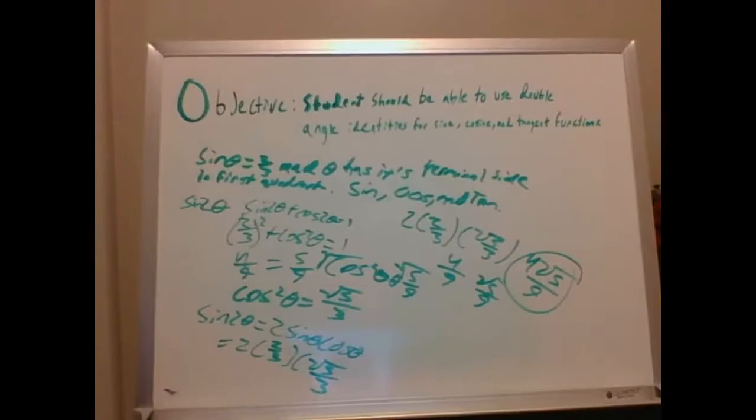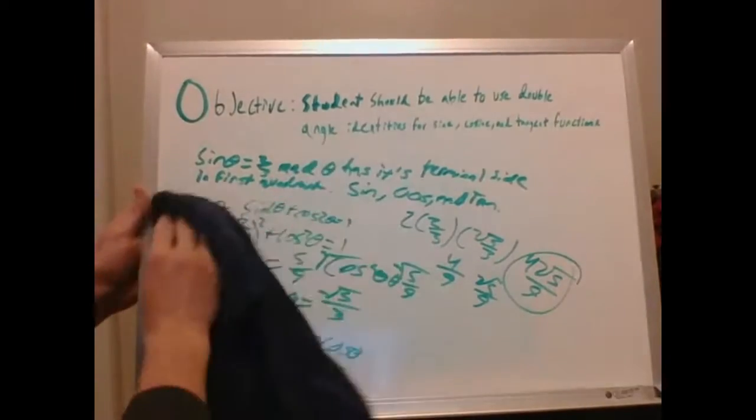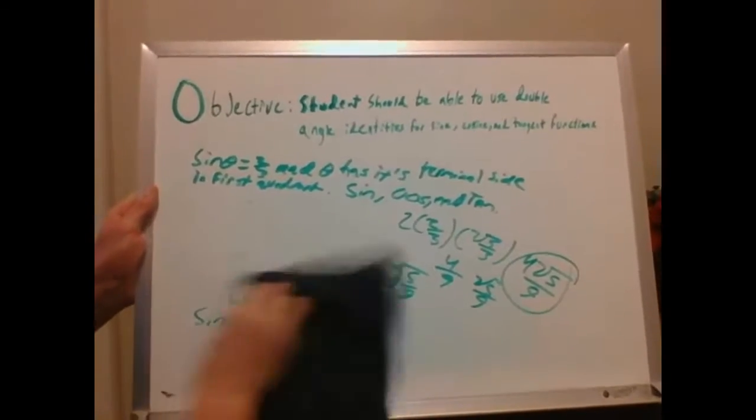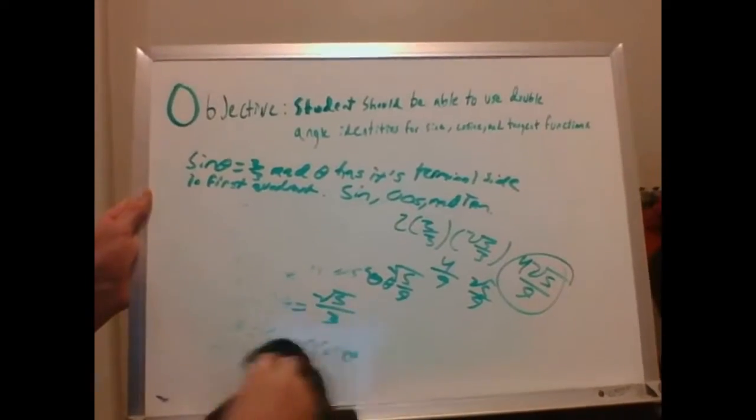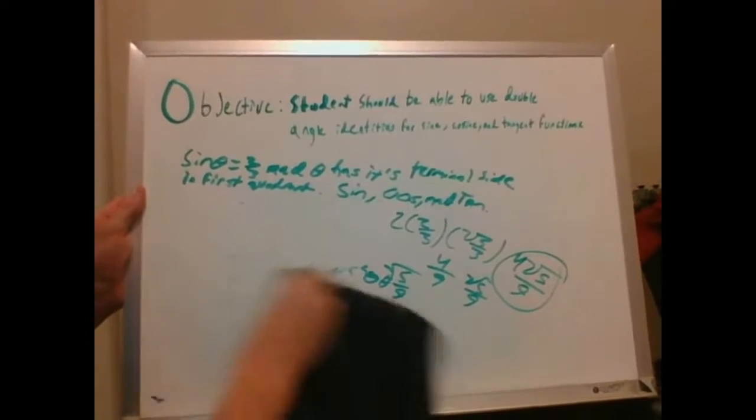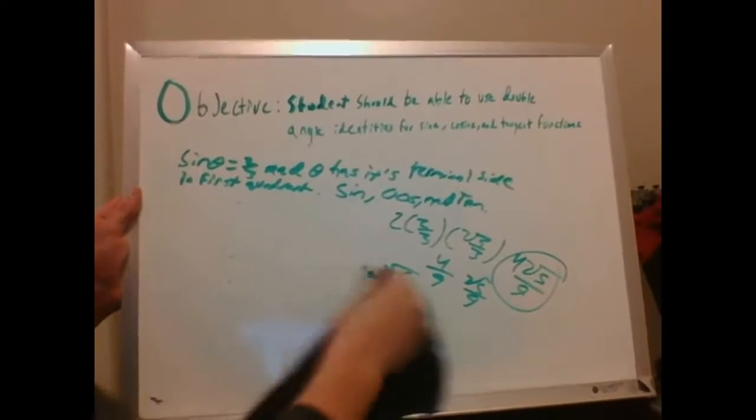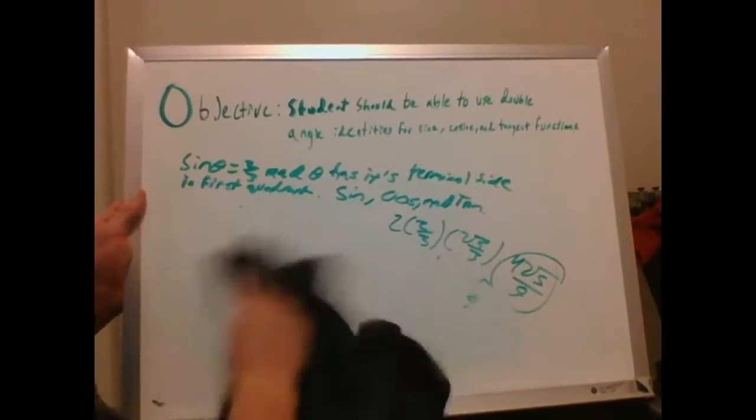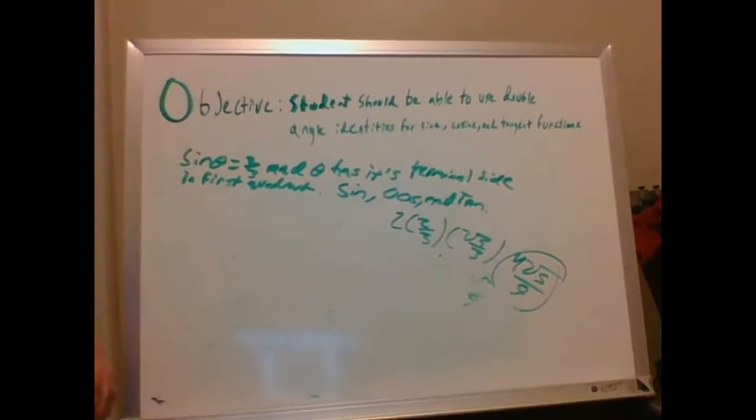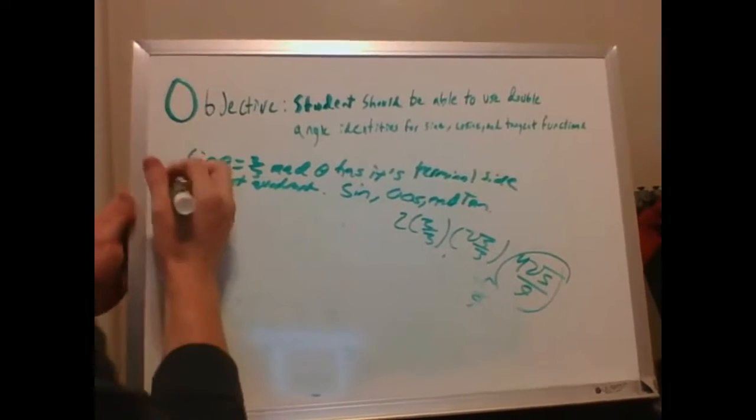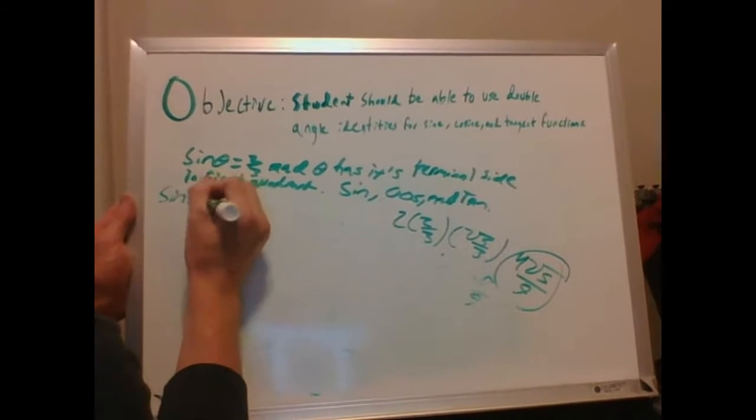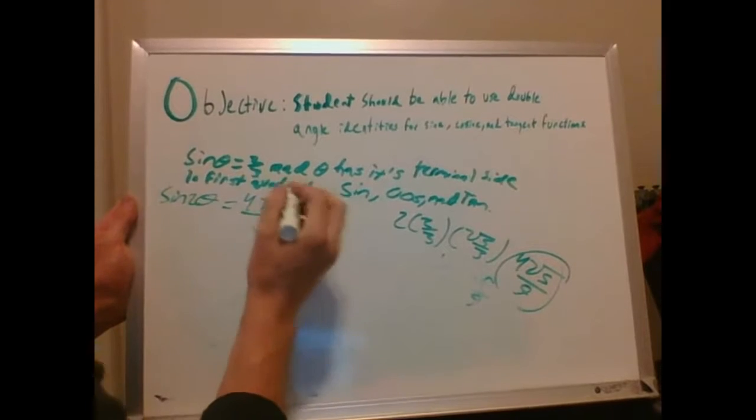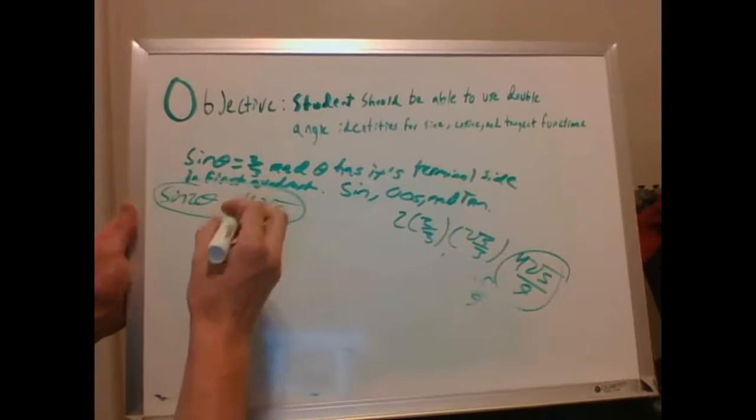Alright, I need to start erasing some stuff because I don't got much room up here. So we found sine 2 theta. Now we're going to find cosine 2 theta. Wow, this is not a good eraser. Alright, so I'll write the answer for sine 2 theta right here. We have 4 square root 5 over 9. So that's one of the answers we need.